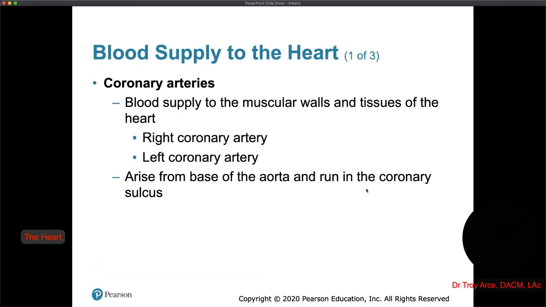So, the blood supply to the heart. The heart has its own coronary arteries, and they supply blood to the muscular walls and tissues of the heart. You have your right coronary artery and your left coronary artery. These arise from the base of the aorta, from the top of the heart, and run in the coronary sulcus.